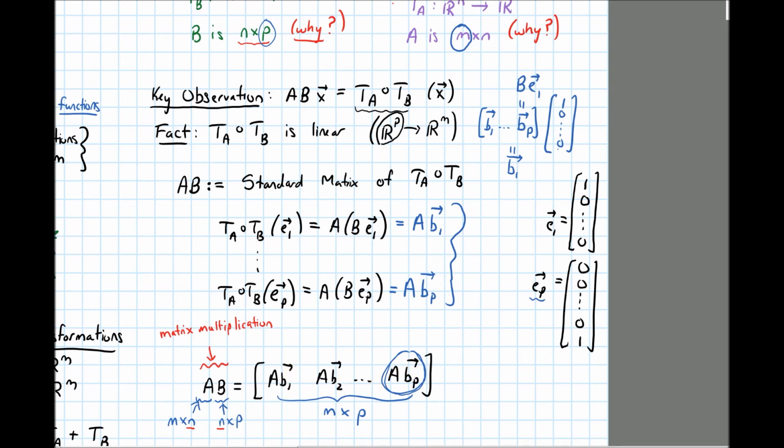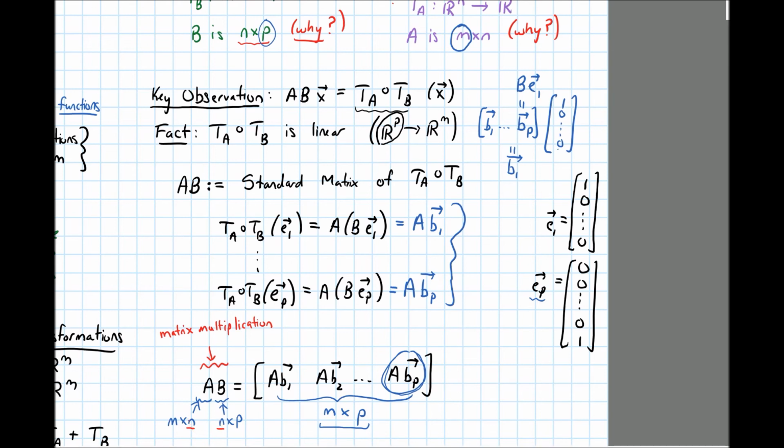One easy way to remember what these sizes are is to think of these n's as sort of canceling. When those numbers in the middle are the same, they cancel, and I'm left with the m and the p. So this is not the reason why it's m by p. The reason why is what we explained before. It's just a quick trick to remember what the size is going to be.